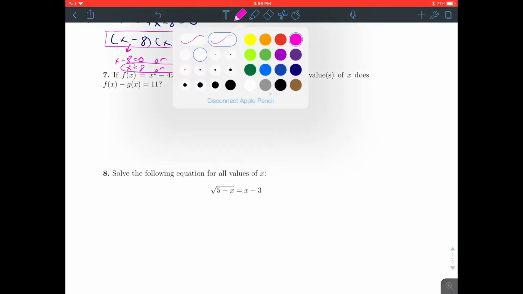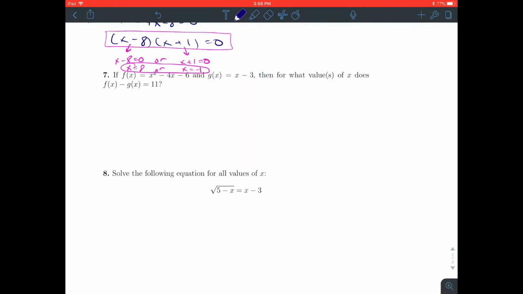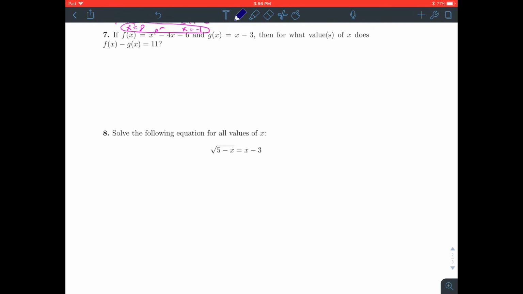For problem number 7, let's see, we've got f of x is this function and g of x is that function. For what values of x does f of x minus g of x equal 11? So basically, similar to the problems we did in lesson 1 from this unit, we're going to plug in the rule for the function where we see it.